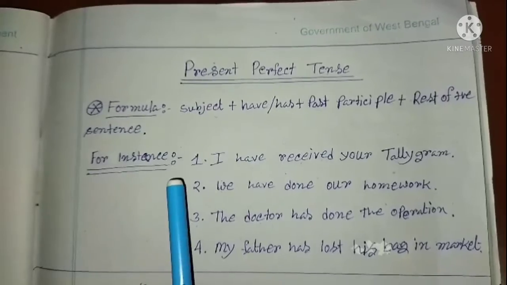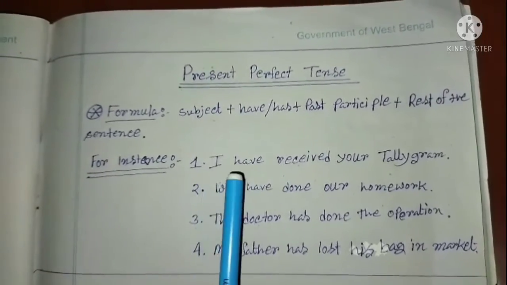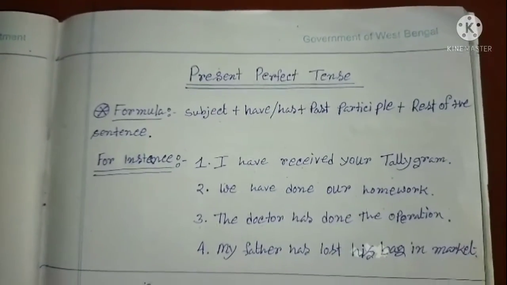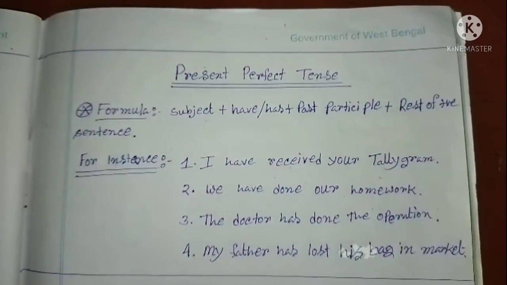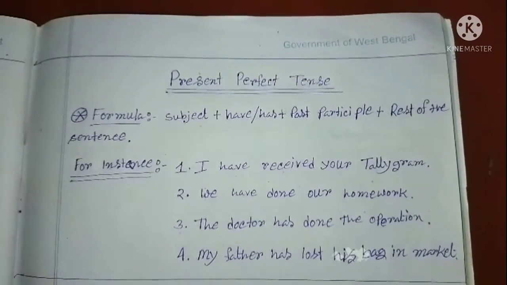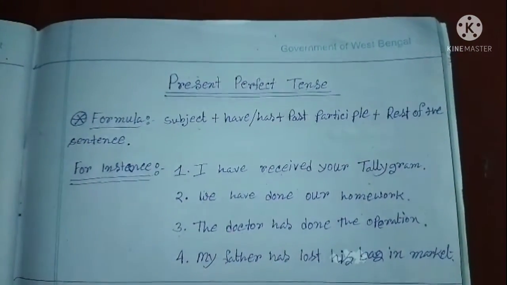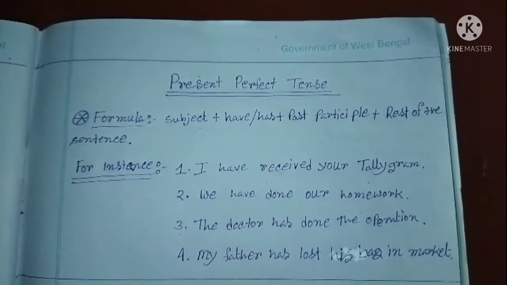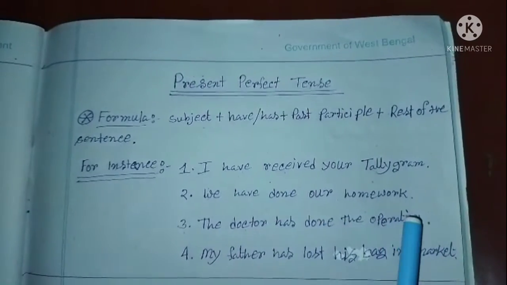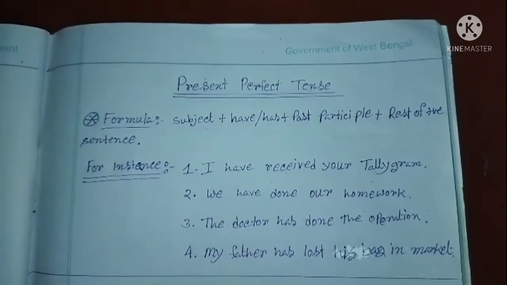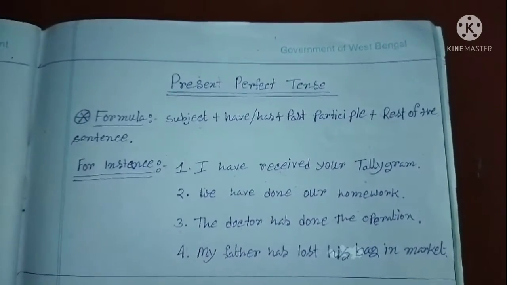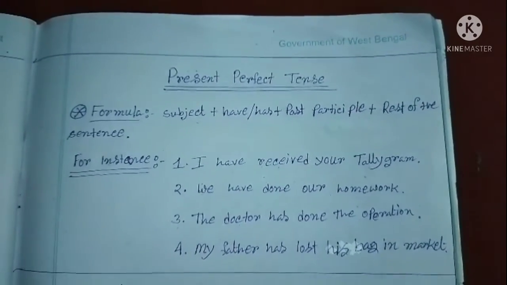Let's check out this instance. At first, I have received your telegram. We use this tense frequently where something has been done, something has been completed now. Similarly, here this means I just got your telegram. Got it? And we have done our homework. It means we have just done our homework. It's present perfect tense. Keep it in mind.